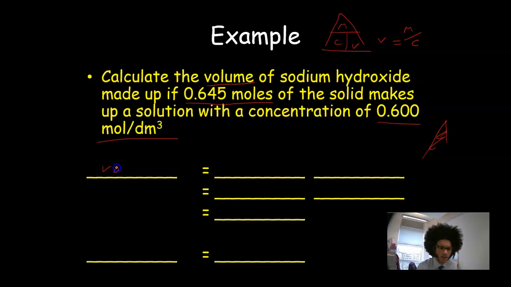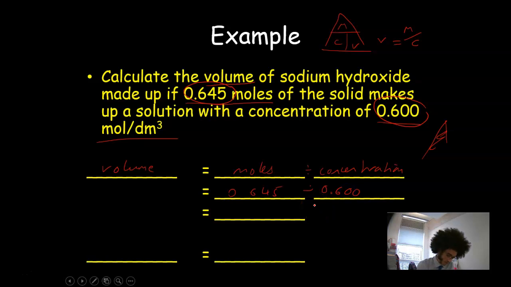So I'm going to write that down here. So volume equals moles divided by concentration. And again, writing this out at the start is really important. Now my moles is 0.645, as you can see here. My concentration is this number, 0.600.